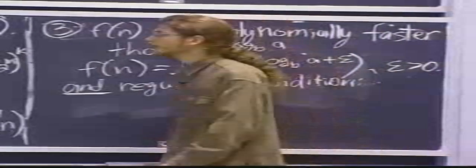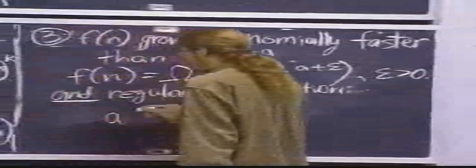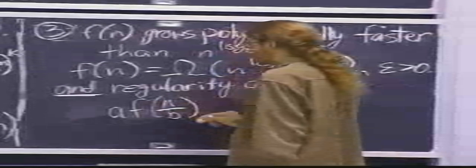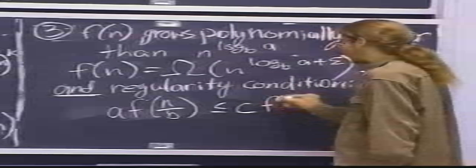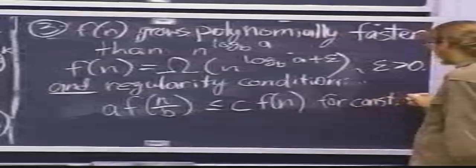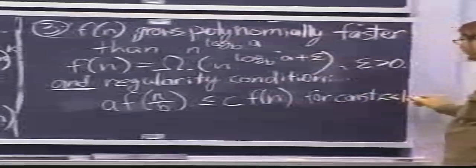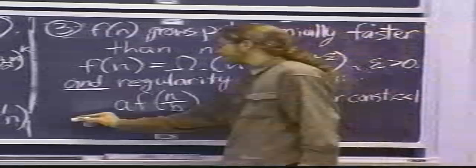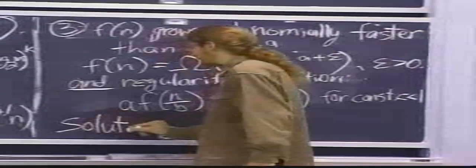The regularity condition says, basically, the easy way to figure it out is you look at this term, and instead of t, you plug in f. I'll say why this makes sense in a moment. That should be at most some constant times f of n. And the constant has to be strictly less than 1. So that's the regularity condition. And then the theorem tells you the answer.